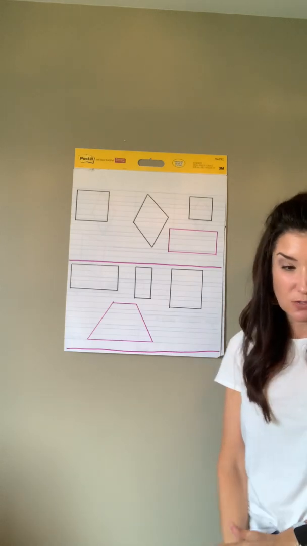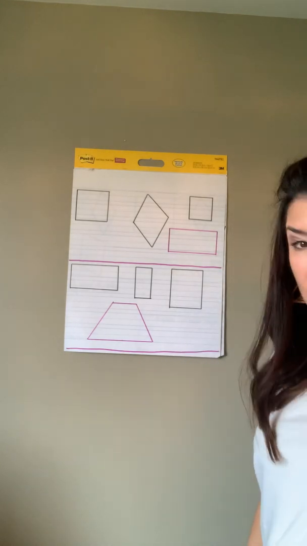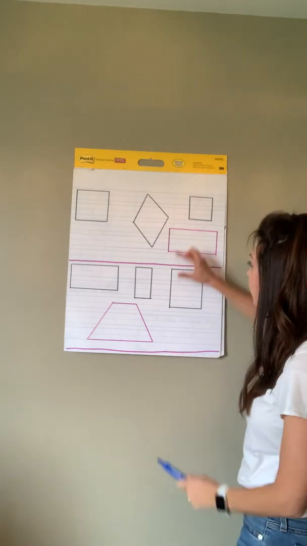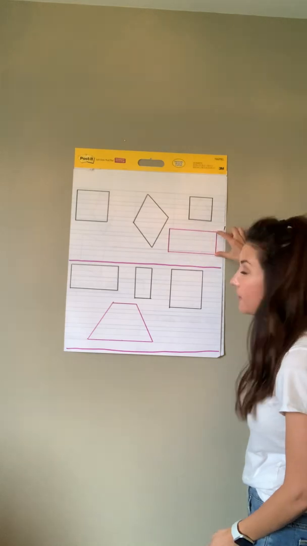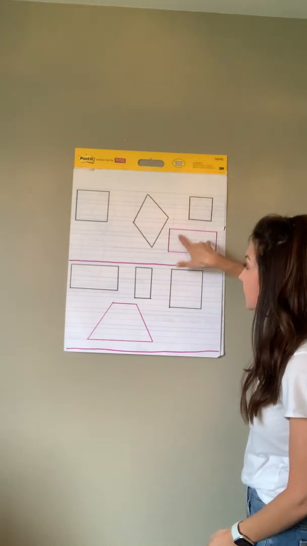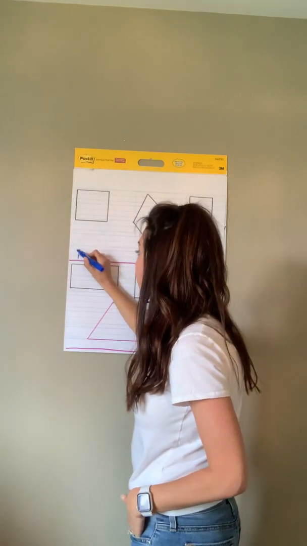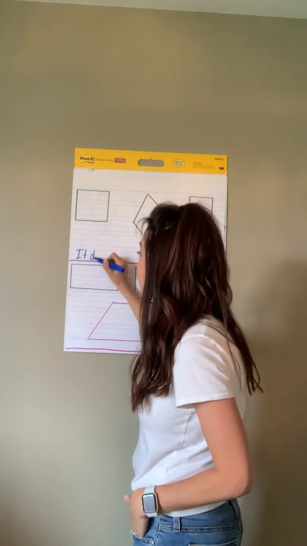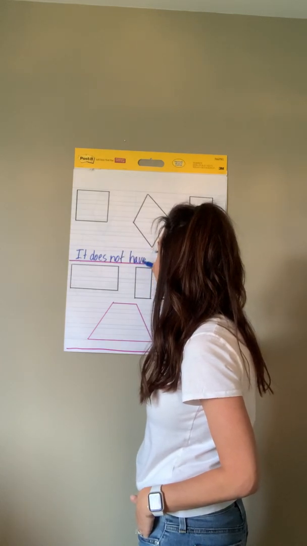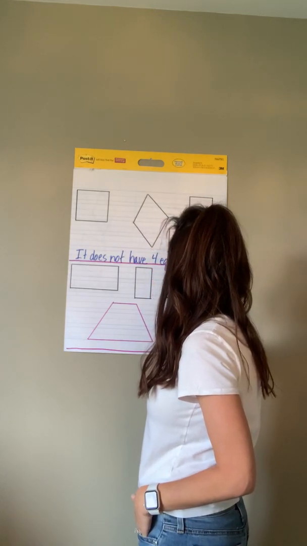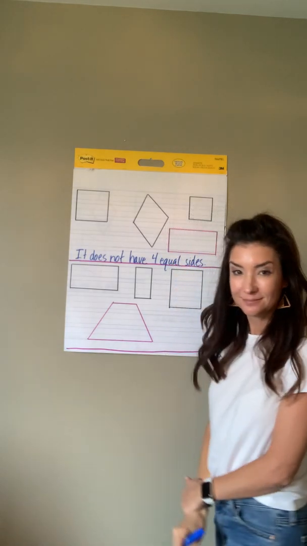What makes it not a square? You're right, it does not have 4 equal sides. So as you can see, these two are a pair and they're equal sides, and these are a pair and they're equal sides, but they are not all 4 equal sides. So it does not have 4 equal sides. Plain as that.